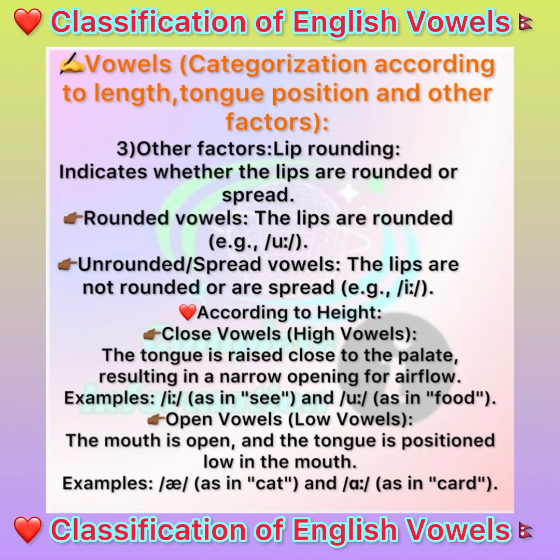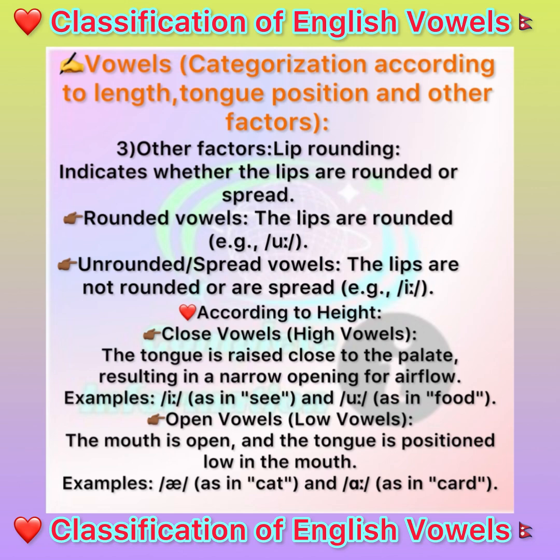Example, I. Now, another factor is according to height. In this, there are two types of vowels. First one is closed vowels, which means high vowels. The tongue is raised close to the palate, resulting in a narrow opening for airflow. For example, I or U: I as in see and U as in food.